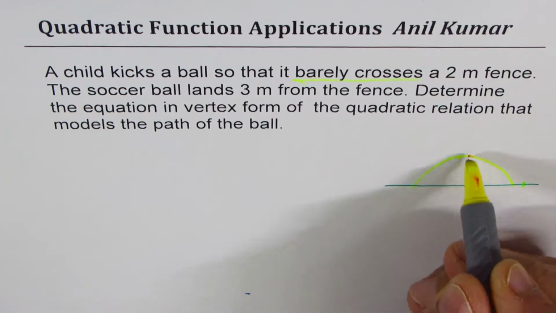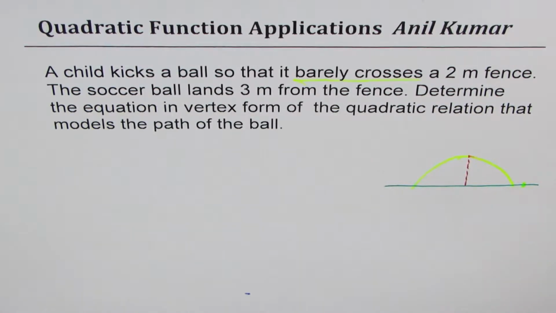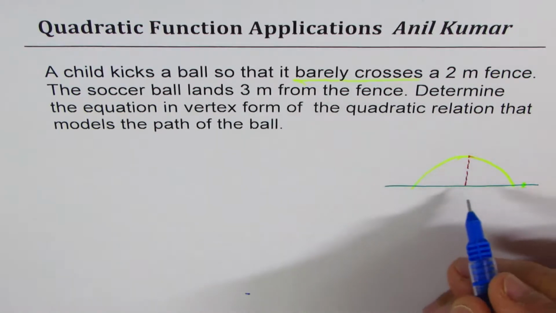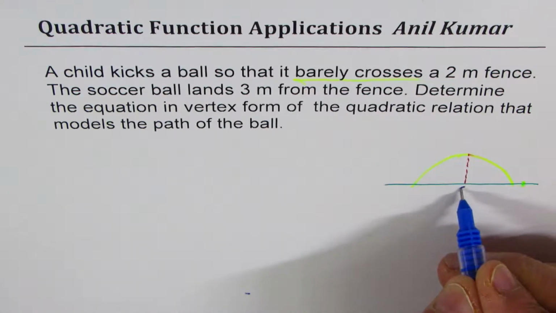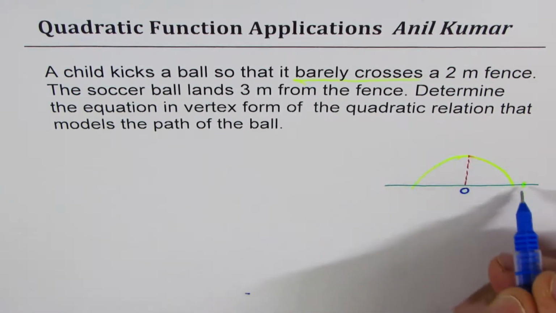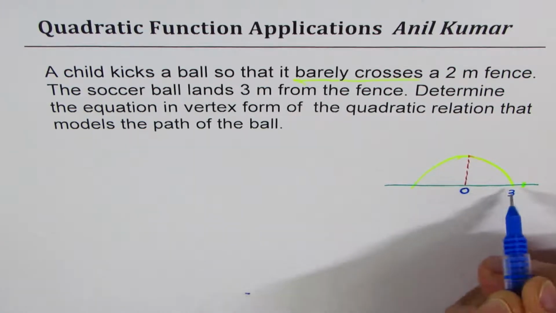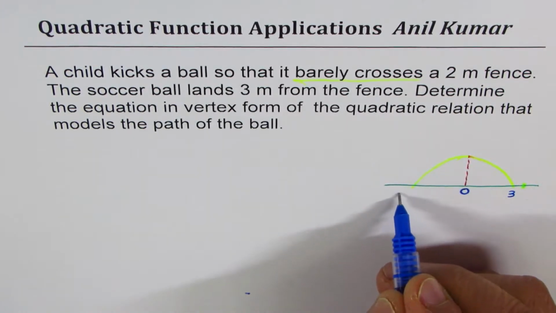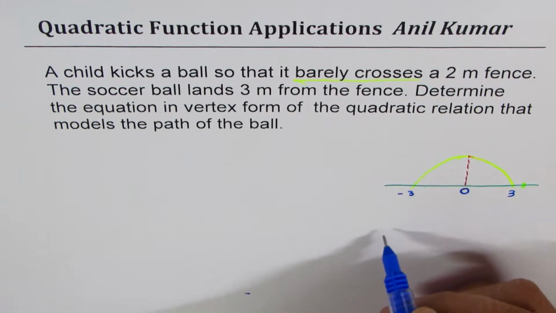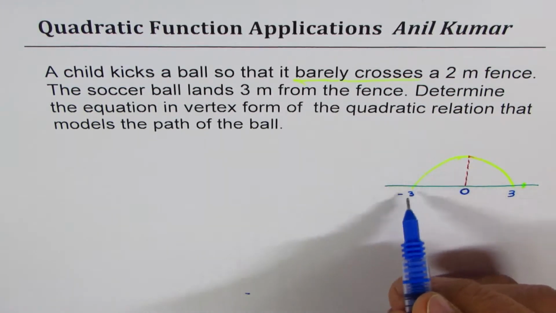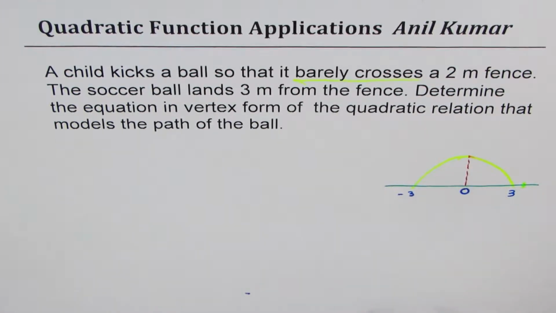So that really means that from the symmetry, because that becomes the axis now. So from the symmetry, you can say that if I take this as my origin, then the ball lands 3 meters to the right. The boy must have kicked it from 3 meters on the other side on the ground. So that becomes the projectile path of the ball.